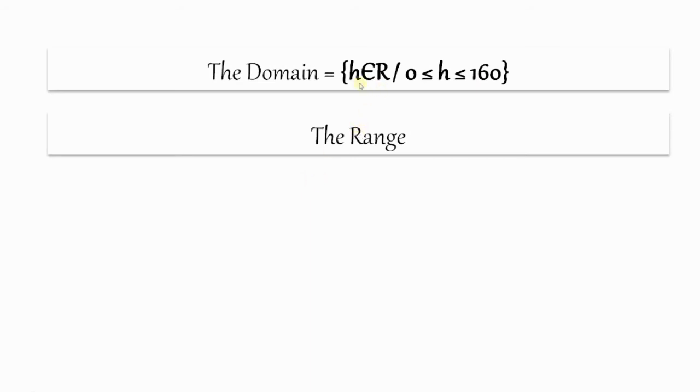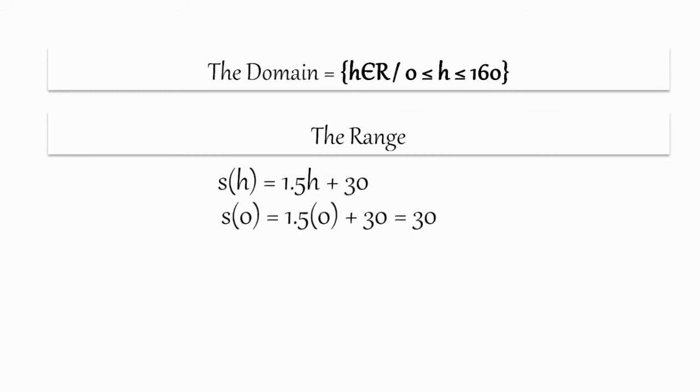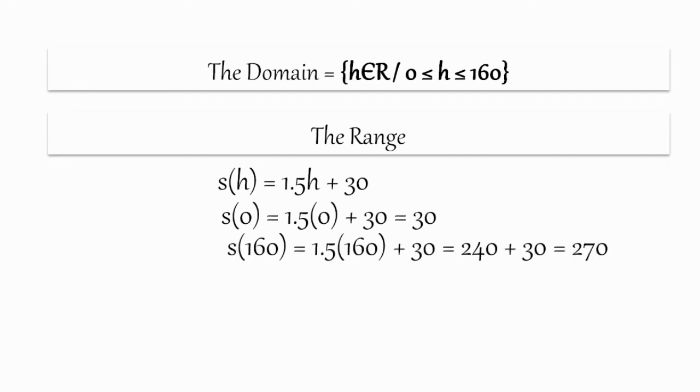And the range. So we will use our extreme limits of the domain in our function to determine the limit of the range. So we will use 0 in our function. S of 0 equals 1.5 times 0 plus 30, which is just 30. And we also have S of 160, which is 1.5 times 160 plus 30, 240 plus 30, which is 270. So she will be expecting to make no more than $270 at the end of the month, provided she put in all of the time.